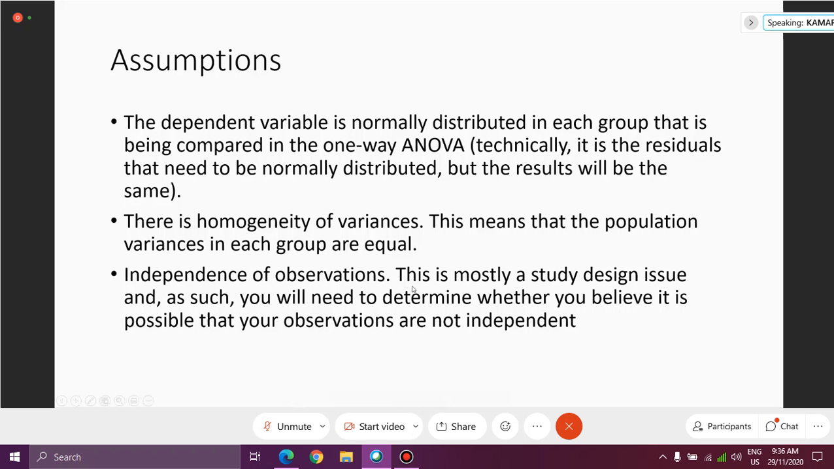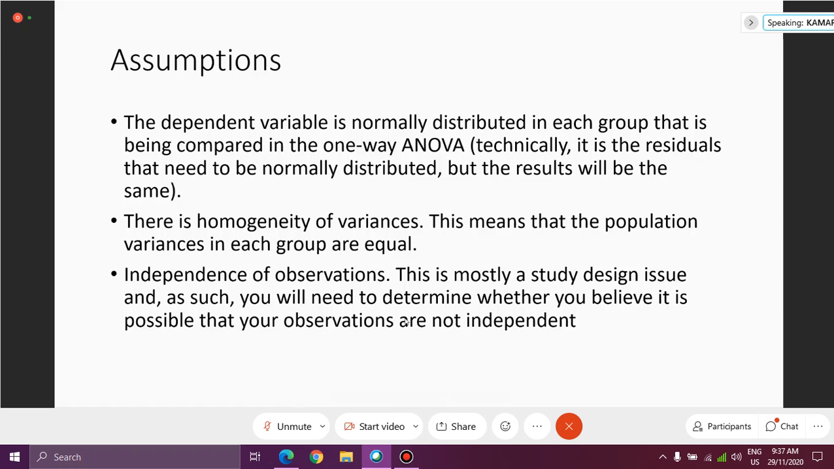The third one is the independence of observations. This one cannot be tested, because it is something that you have to ask yourself, or you have to ask who collected the data, how they collected the data, how did they do the sampling?